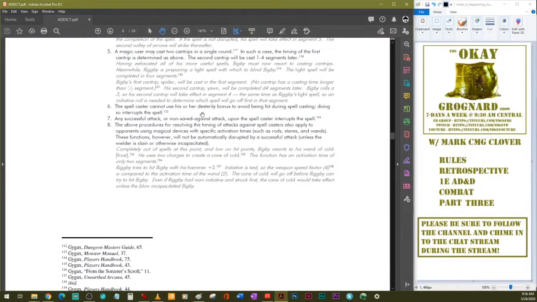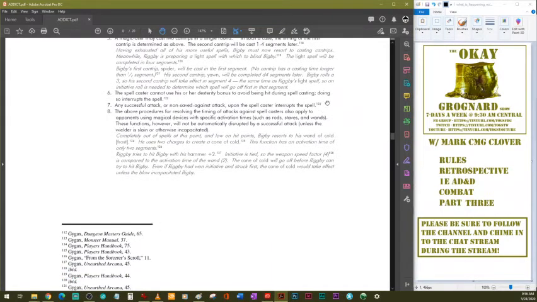The spellcaster cannot use his or her dexterity bonus to avoid being hit during spellcasting. Doing so interrupts the spell. Now that's an interesting wording there, right? Because it says he cannot use his or her dexterity bonus to avoid being hit, and then it puts this caveat on the end as if it was a choice because it would interrupt the spell. It's as if they're saying, well, you can, but it would interrupt the spell, rather than saying he just flat out can't. I don't know about the wording on that one.